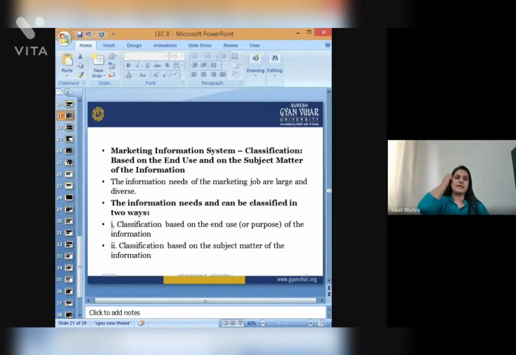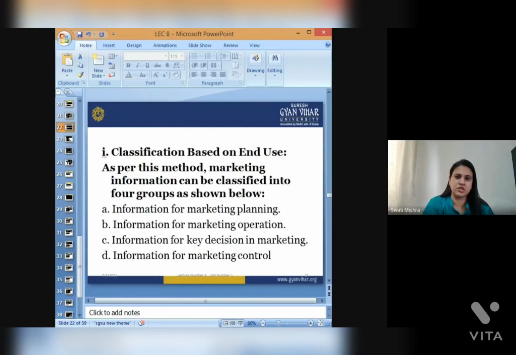Now, if we try to classify these marketing information systems, there are different bases of classifying them. If we classify based on the end use and on the subject matter, the information needs of the marketing jobs are large and diverse. So on the basis of the information needs, they can be classified in two ways: classification based on the end use or the purpose of the information, and classification based on the subject matter of the information.